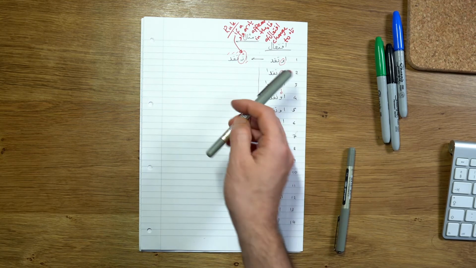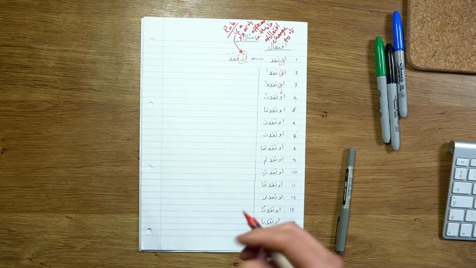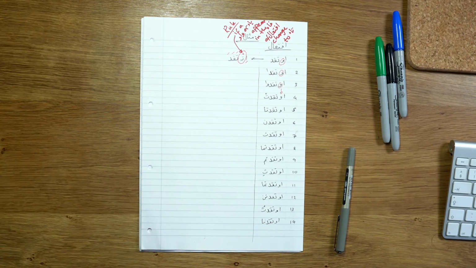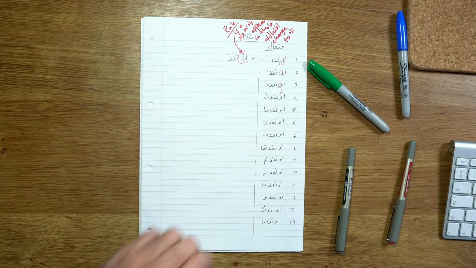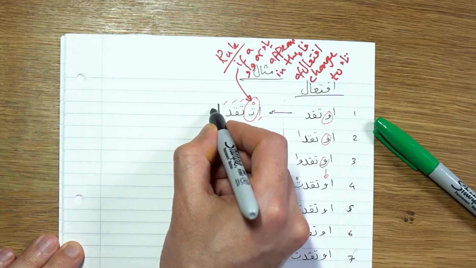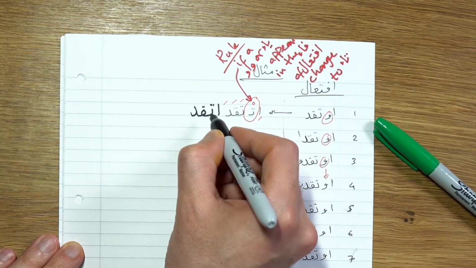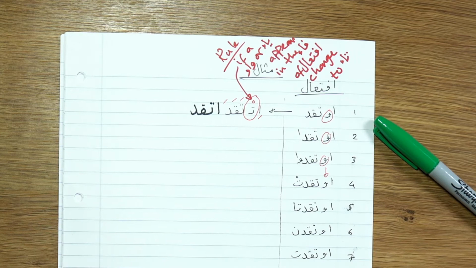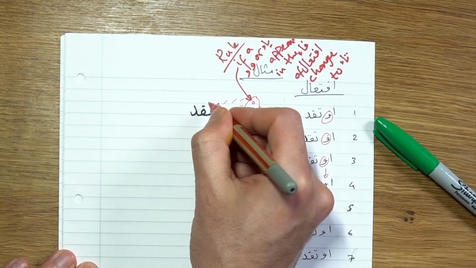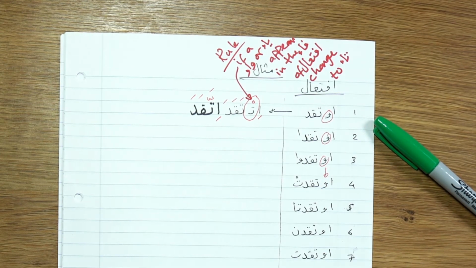Now, once you change into a ta, the rule is when you have two tas right next to each other, you got to merge them together. So you join these two tas together, and what does it become? It becomes ittaqada. Ittaqada. You merge them together.